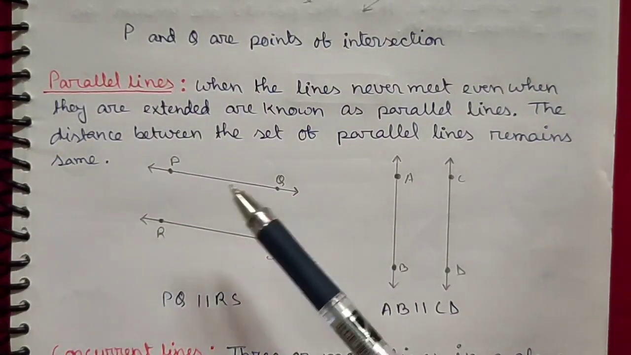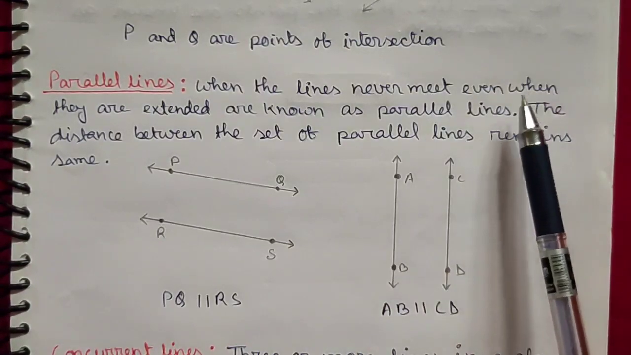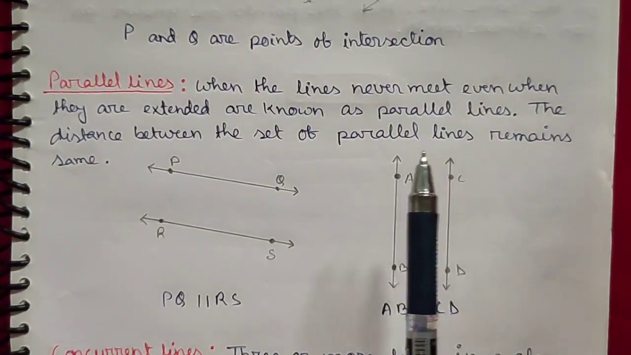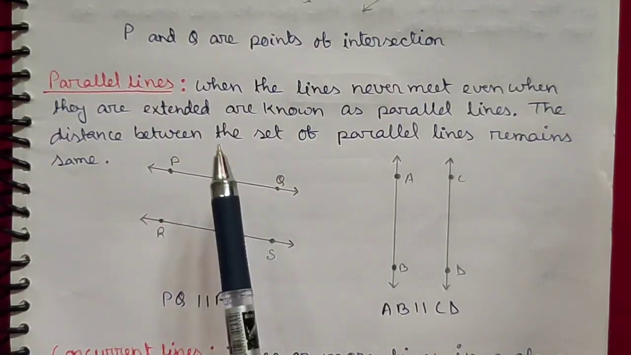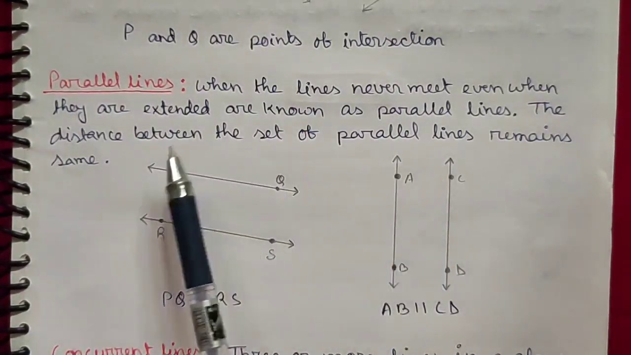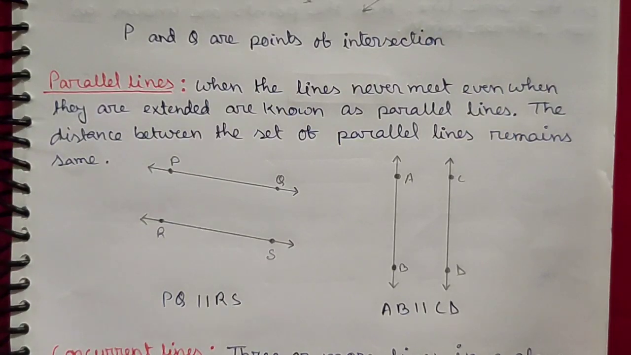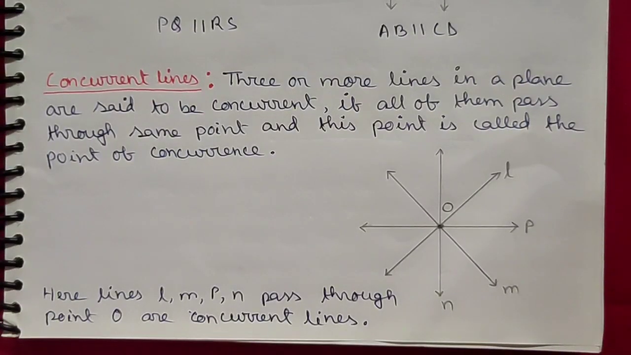So parallel lines, when the lines never meet even when they are extended, are known as parallel lines. The distance between a set of parallel lines remains the same. We denote this with the symbol for parallel. When we write this, we read it as PQ parallel RS, and here AB parallel CD. Next is concurrent lines, which we discussed a bit earlier.